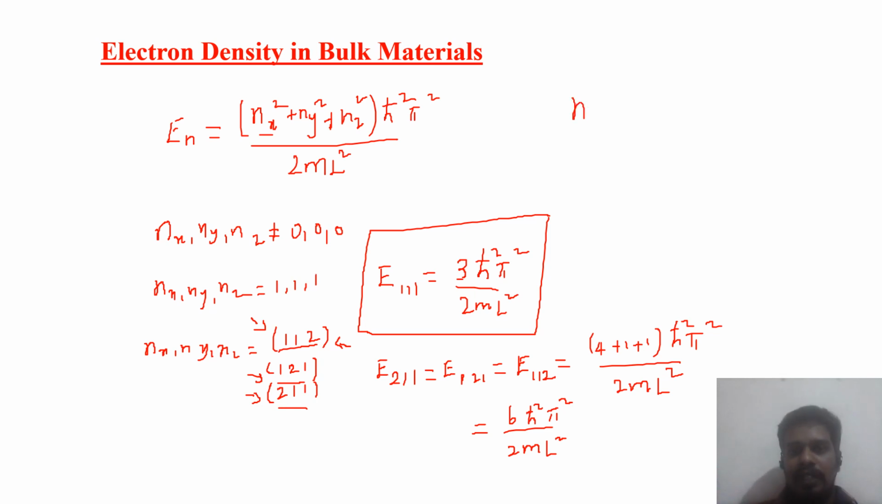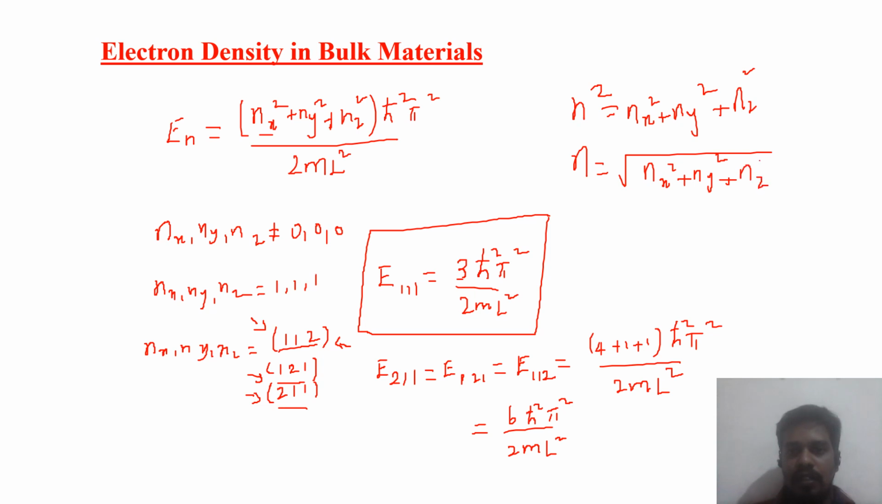Now you can write n square in general, that should be equal to nx square plus ny square plus nz square. That means small n is equal to the square root of nx square plus ny square plus nz square.